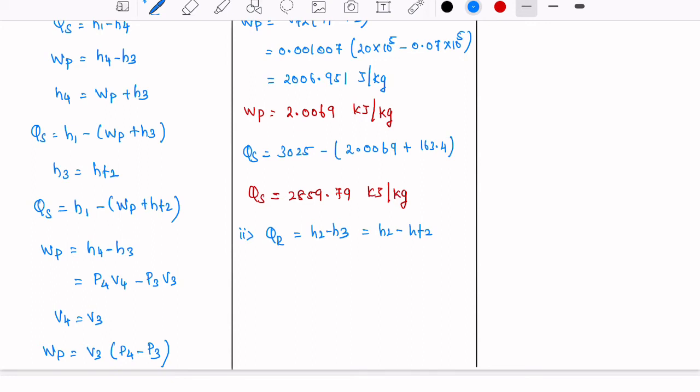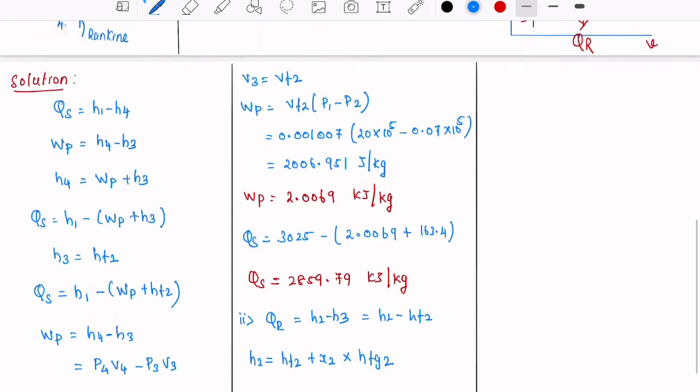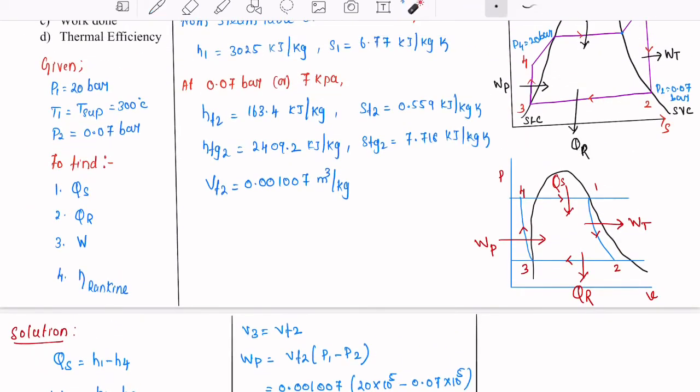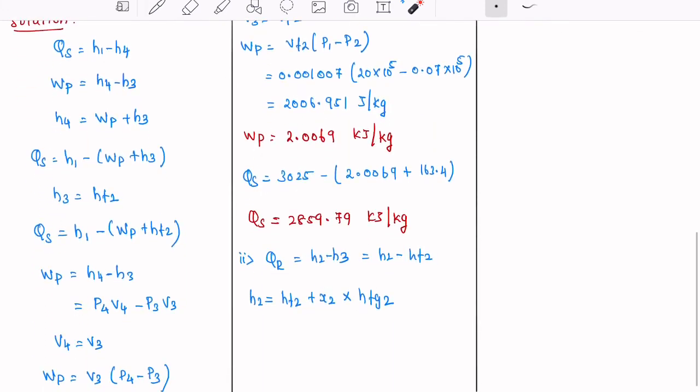We need to find the value of H2. The value of H2 can be found from the equation which states that H2 is equal to HF2 plus X2 into HFG2. We have the values of HF2 and HFG2 from the steam table, but the value of X2 is unknown. This value of X2 can be found by solving the entropy equation.